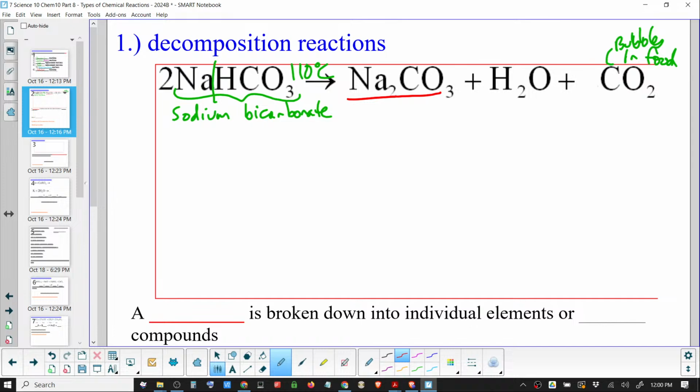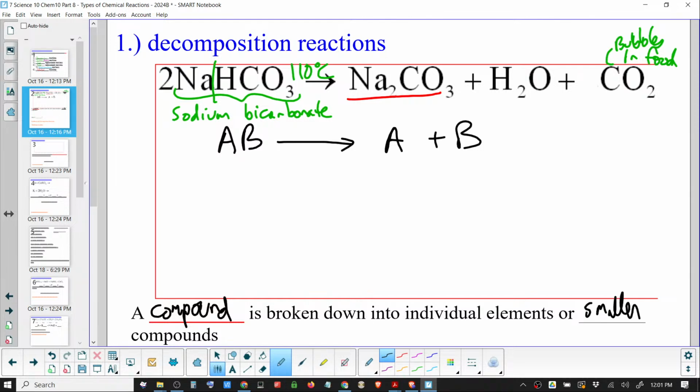So decomposition reactions have something going to other things. So you have something bigger breaking down into chunks. A compound is broken down into individual elements or smaller compounds. I have to put my shoes back on because I've got a demo for that. Over Halloween, I managed to capture the spirit of Halloween and put it in a bottle.